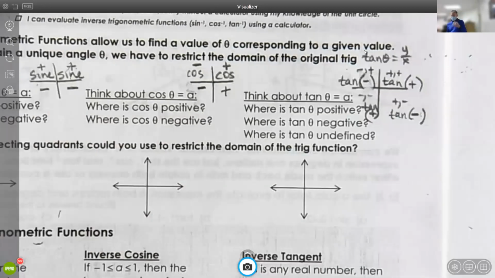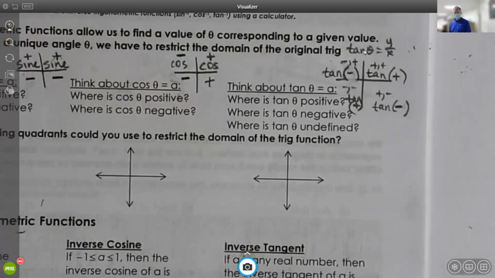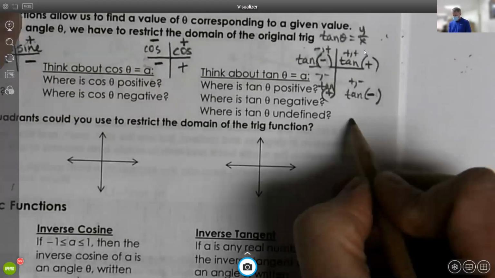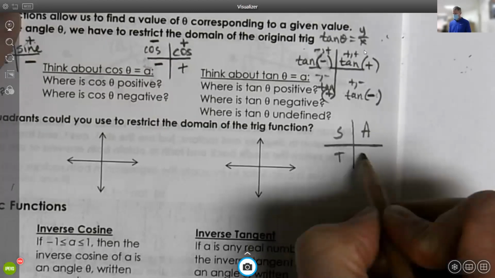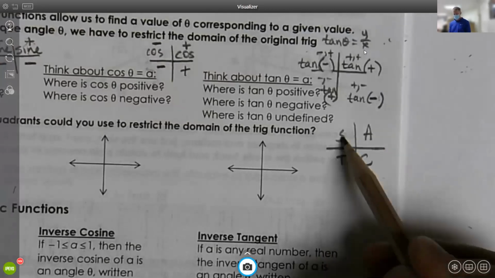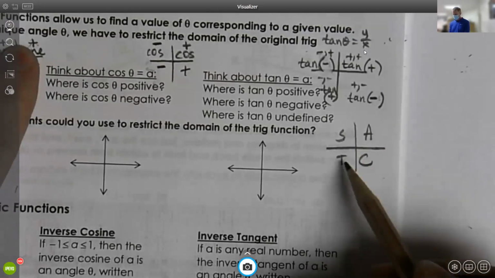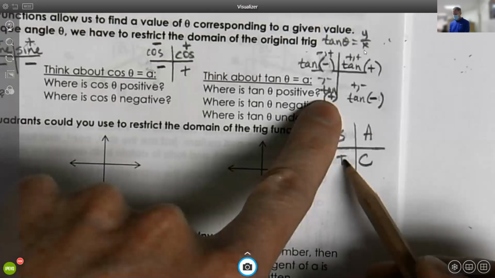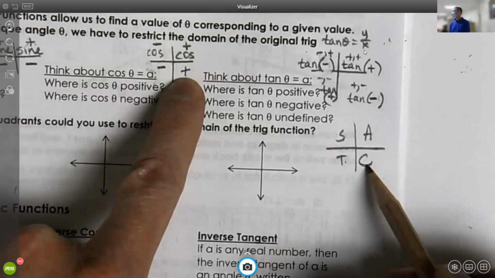So one easy way for us to kind of remember all this, what we have talked about before, is All Students Take Calculus. All of them are positive in the first quadrant. Sine is the only one positive in the second quadrant. Tangent is the only one positive in the third quadrant. And cosine is the only one positive in the fourth quadrant.